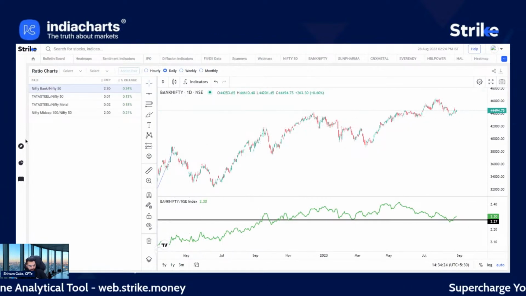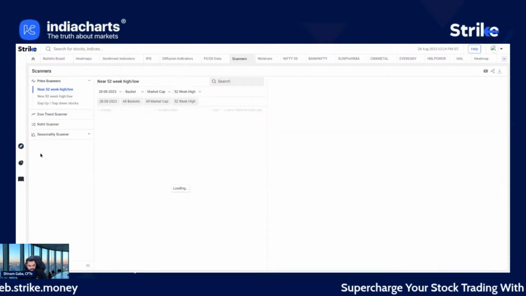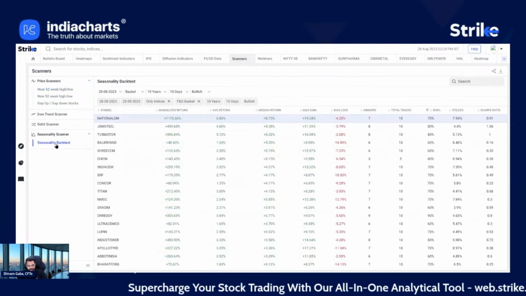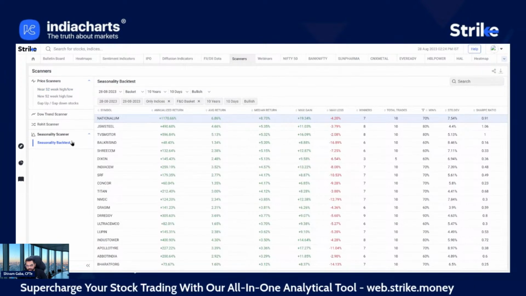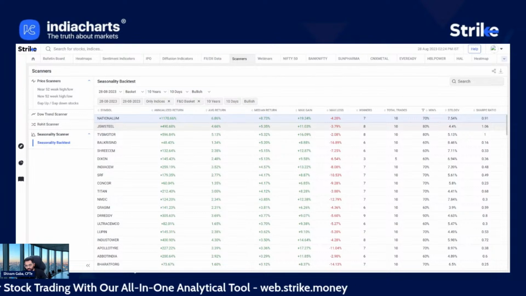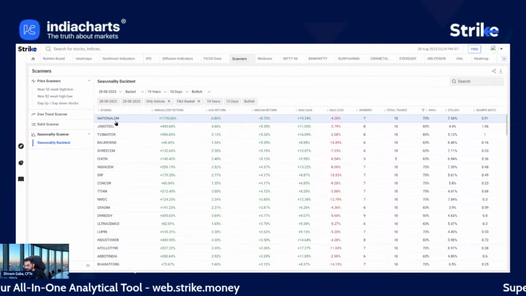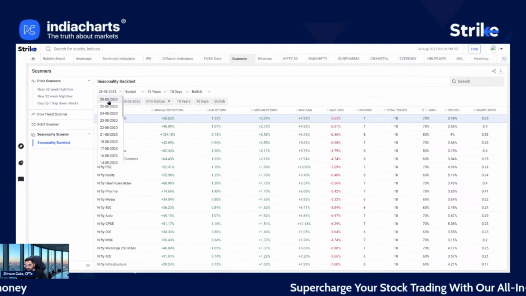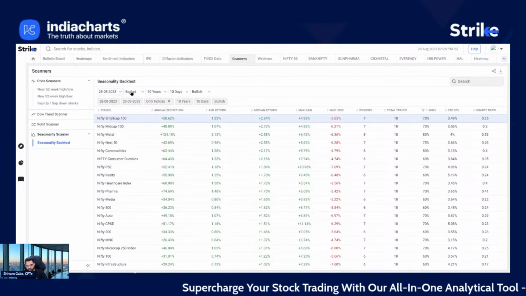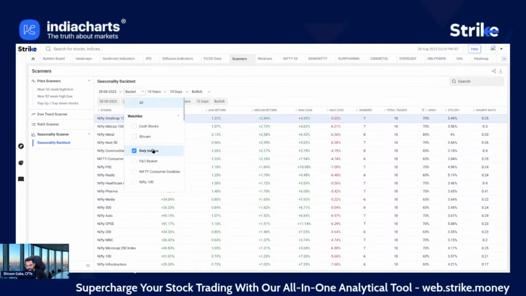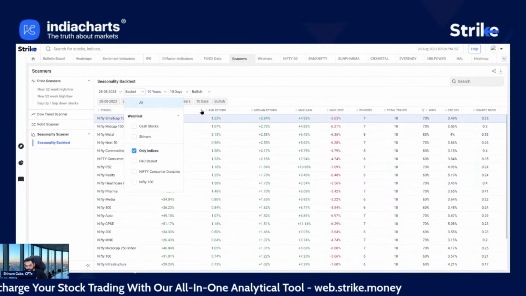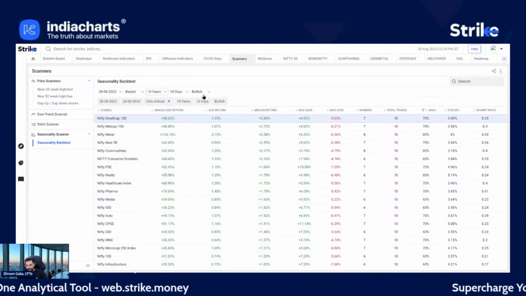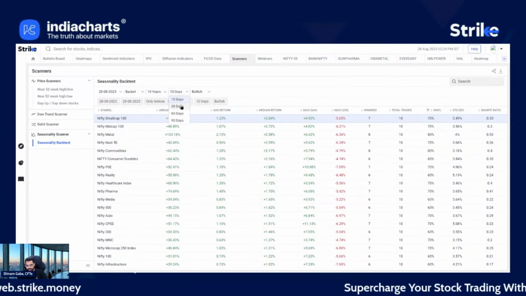The second and very important thing that we have added is the seasonality scanner. So if you go to the scanners tab and hit on seasonality backtest, this is the seasonality scanner where you can check which stocks or indices have had the best performance for the selected period. So, for example, here I have given the start date as today's date, that is 28th of August, and I've selected only indices where I will see only the Nifty indices performance. 10 years is my backtest period, and I've given it, let's say, 30 days.